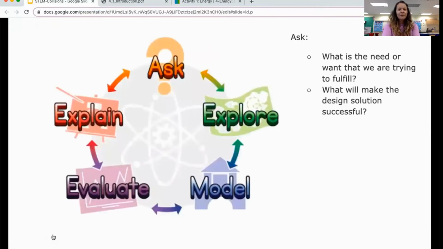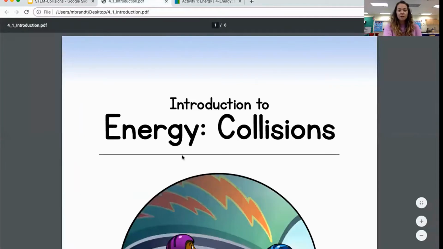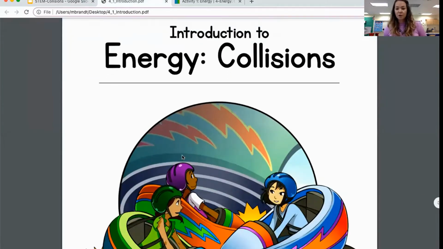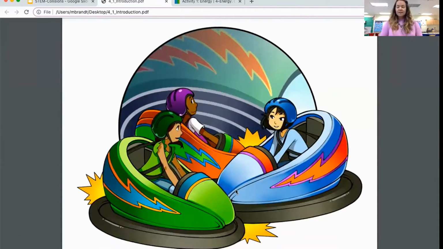Okay, all right, so we're going to get started with the introduction of the actual module now, and it's called Energy Collisions. So I have a little story for you with, as you've guessed, our three friends, Milo, Susie, and Angelina, and in this story, they are going to be going to the amusement park. So sit back, relax, feel free to follow along as I read the story to you.